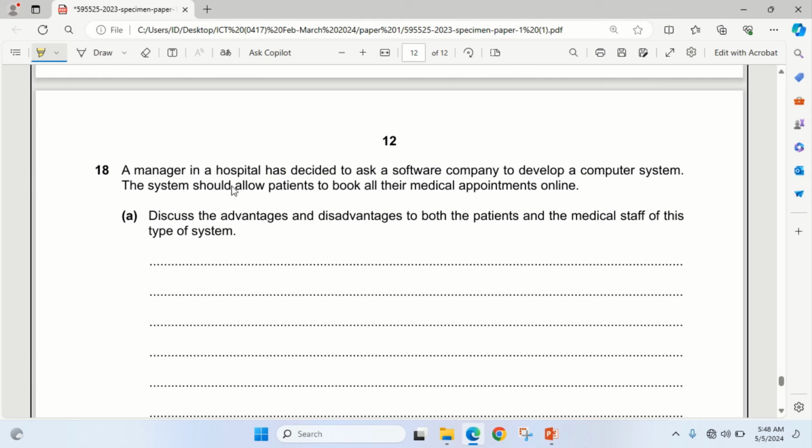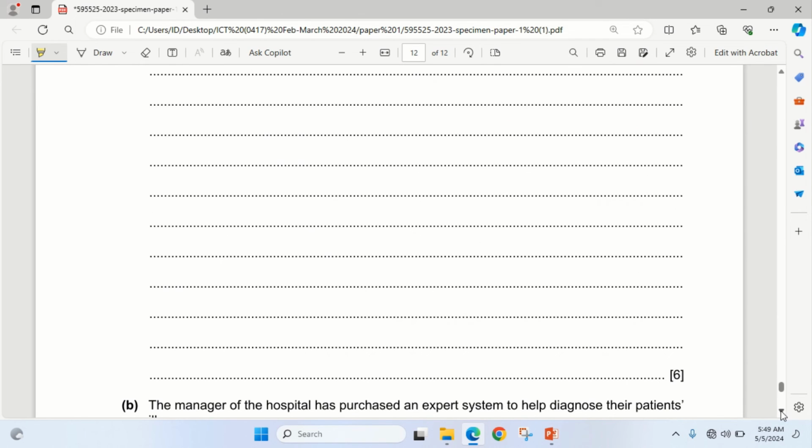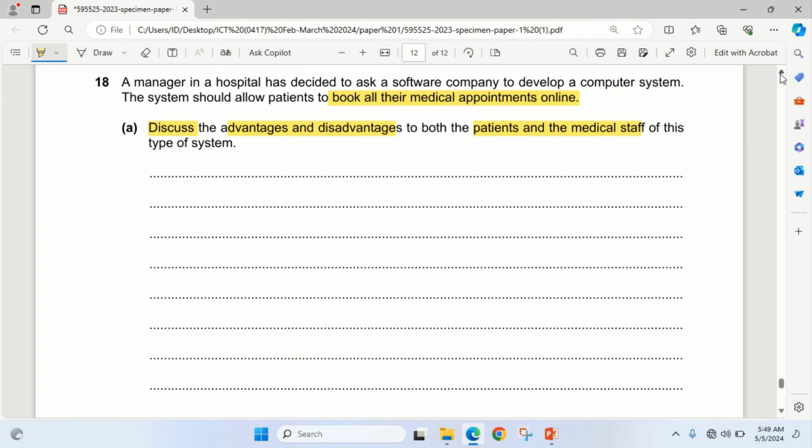So the system should allow patients to book all their medical appointments online. Take note of that. Discuss the command word, the advantages and disadvantages to both the patient and the medical staff of this type of system. You can see that. Look at all the keywords there. So the first thing you do is you look at the marks allotted to it, which is 6 marks. So you are talking about advantages and disadvantages to patients and medical staff.